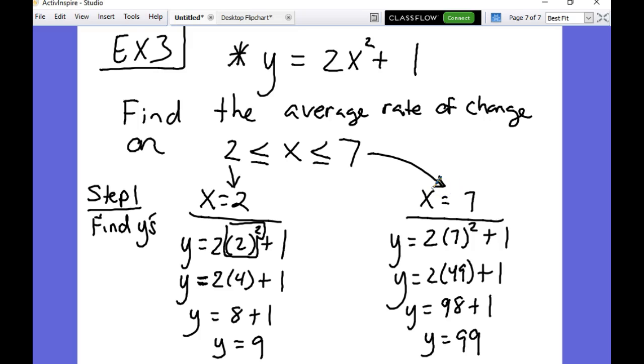Do I have an x1? Do I have a y1 to go with it? Do I have an x2? Yes. Do I have a y2? Yes. Do I have enough to get a slope? Yes. So step 2 is just to do your slope formula. Let's call this x1, y1, x2, y2.